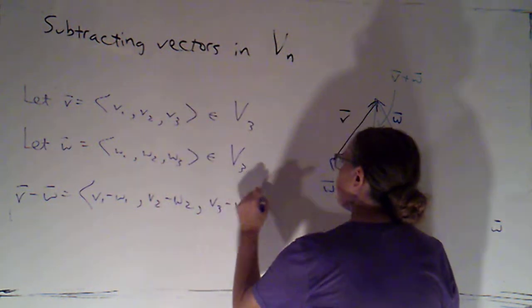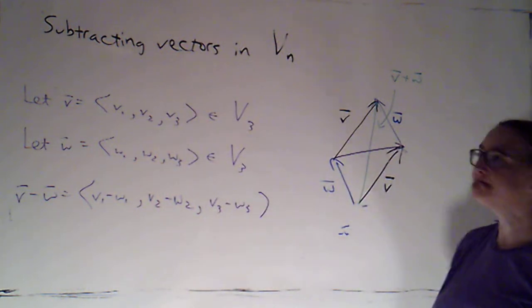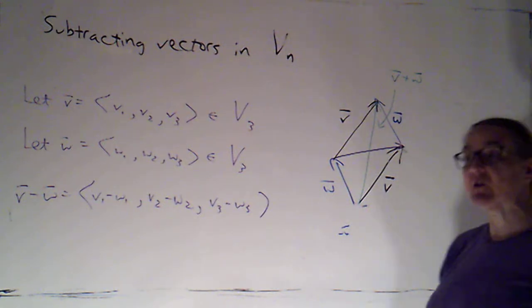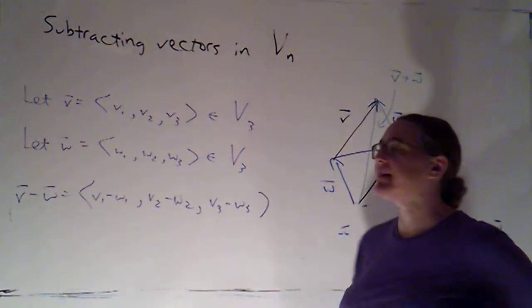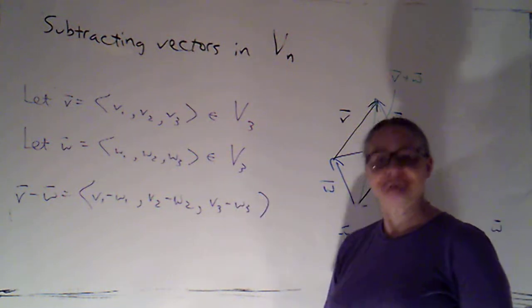V3 minus W3. Okay, so I understand what it looks like geometrically. I also understand how to accomplish it algebraically. Excellent.